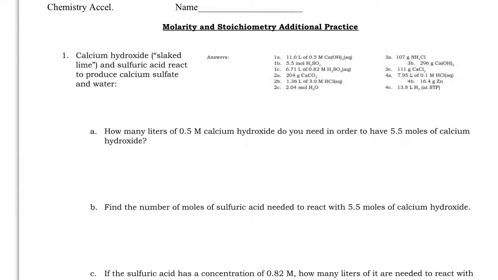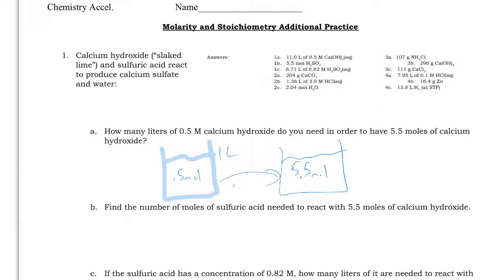Okay, problem number 1 says, how many liters of 0.5 molar calcium hydroxide would you need in order to have 5.5 moles of calcium hydroxide? Well, here we go. If we've got 1 liter, then we have 0.5 moles. So if we wanted to have 5.5 moles of calcium hydroxide, we would need times 11, which would mean we need 11 liters of Ca(OH)2.